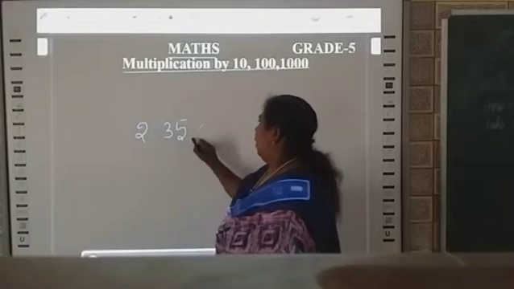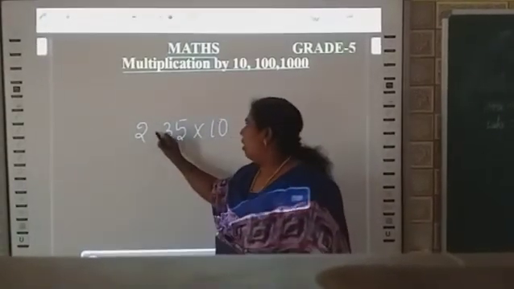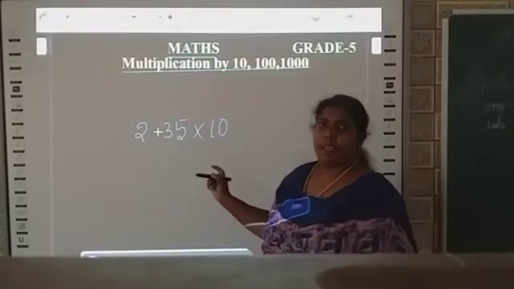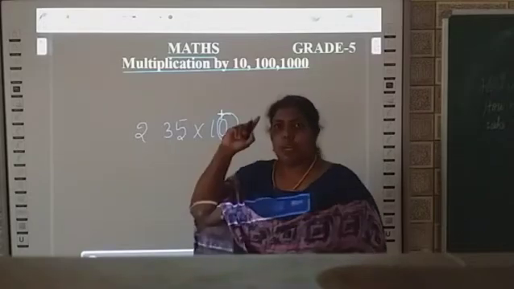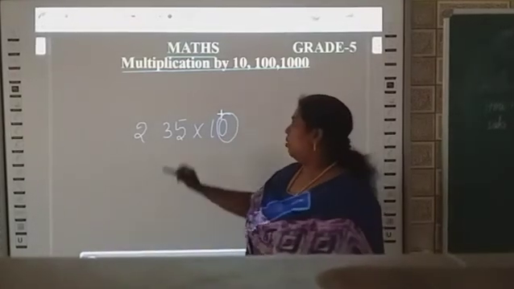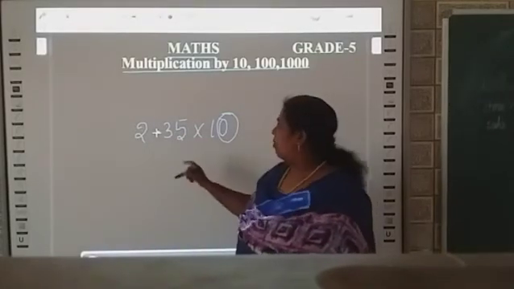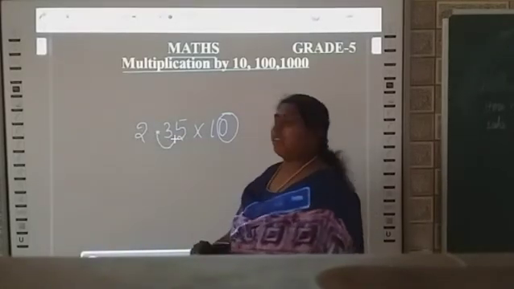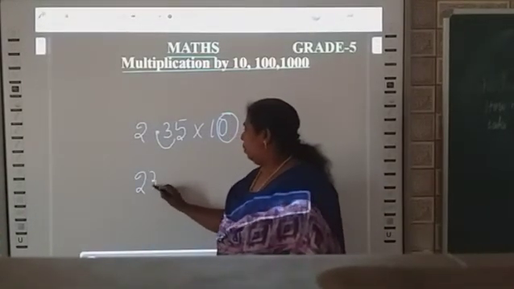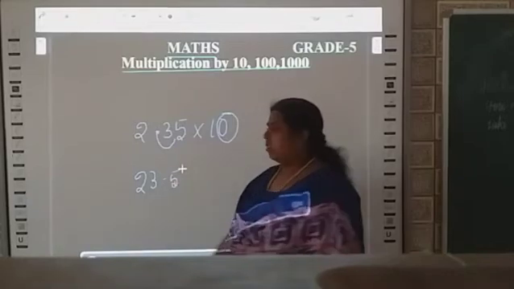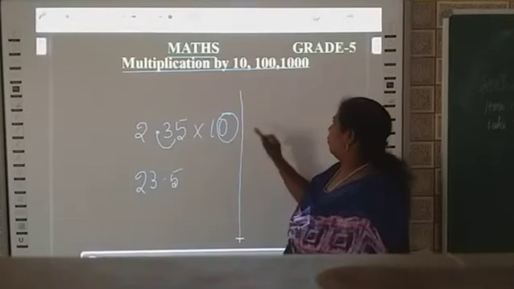For example, 2.35 into 10. If you want to multiply this decimal by 10, how many places do we want to move here? In 10, how many zeros are there? Only 1 zero. So you have to move the decimal only one place to the right side. So here it will come. So the answer is 23.5. Right? 23.5. Now the next example.